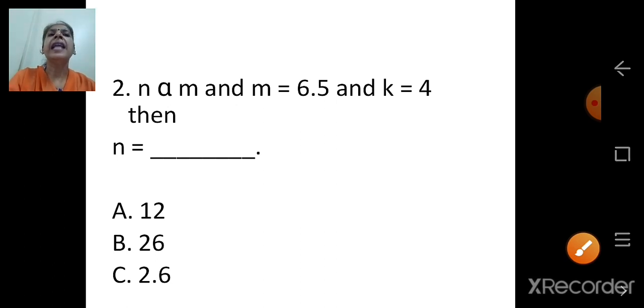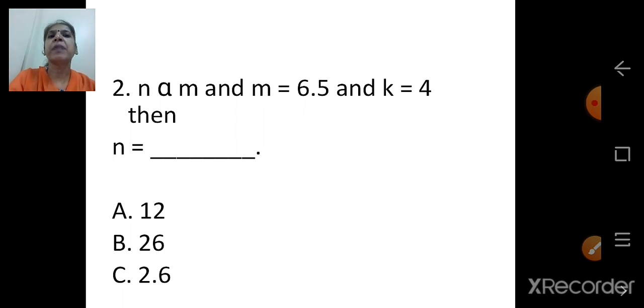Second: n varies directly as m, and m is 6.5 and k is equal to 4. Then n is equal to dash. Options are A 12, B 26, C 2.6. Here k is given, which is 4. So what is the equation form? The equation form is n is equal to km.